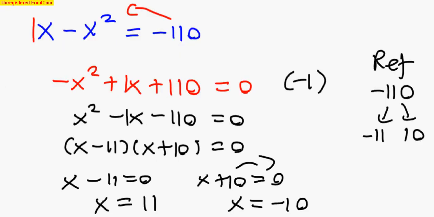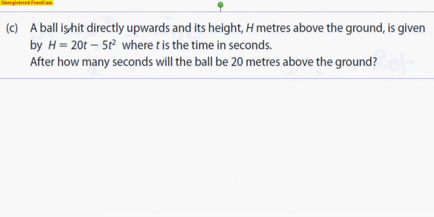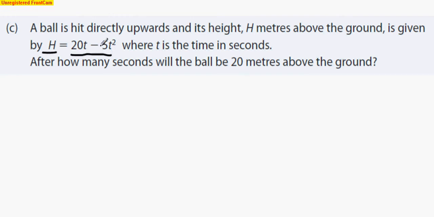Now finally, a ball is hit directly upwards and its height h in meters above the ground is given by h equals 20t minus 5t squared, where t is the time in seconds. After how many seconds will the ball be 20 meters above the ground? H equals 20 is what this question means. The height is 20 meters above the ground.